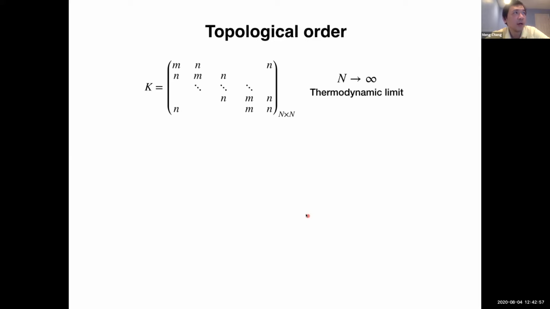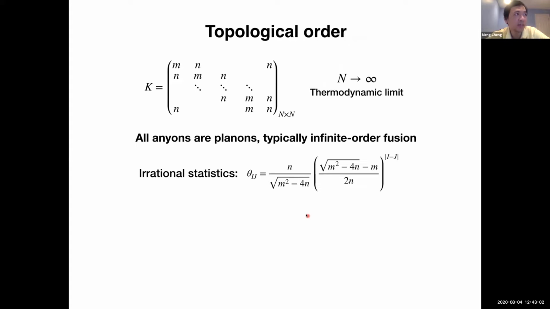Okay, so we can just take this field theory and study its topological order. As I mentioned, all the anyons are planons because all these U(1) gauge fields are two-dimensional, 2+1 U(1) gauge fields. So it's natural that these anyons are still planons, but you can check that they typically have infinite order fusion, unlike any other finite rank Chern-Simons theory. Those have finite order fusion, but here the fusion rules are typically infinite order.